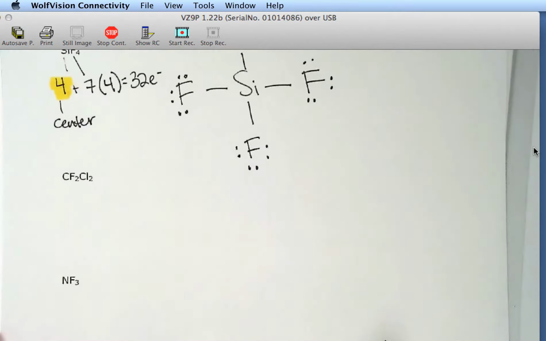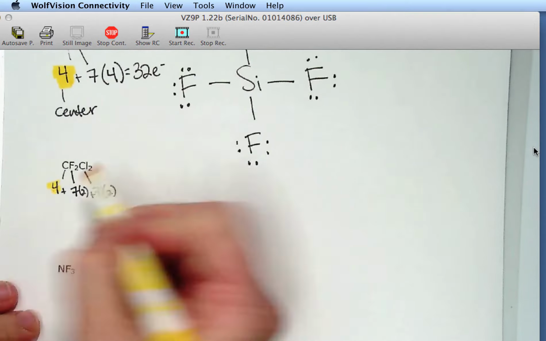All right, this next one, CF2Cl2. If you're having trouble getting started and picking out which one goes in the center, look at your valence electrons. Carbon has how many valence electrons? 4. Fluorine has 7. Chlorine has 7. So the one with the lower number of valence electrons is going to go in the center.